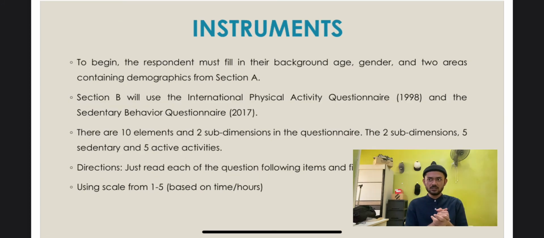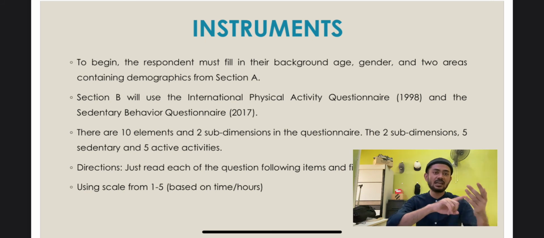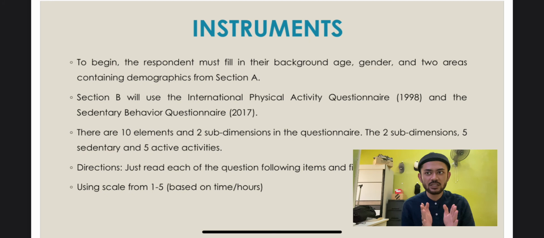Okay, next for the instruments. To begin, the respondent must fill in their background, age, and gender, in two areas containing the demographic section A and section B. Section B will use the International Physical Activity and the Sedentary Behavior Questionnaire. There are 10 elements and 2 sub-dimensions in the questionnaire. The 2 sub-dimensions are 5 sedentary and 5 active activities. Direction: just read each of the following items and fill in your answer using a scale from 1 to 5 based on time and hours.